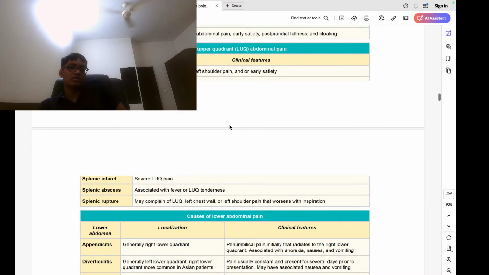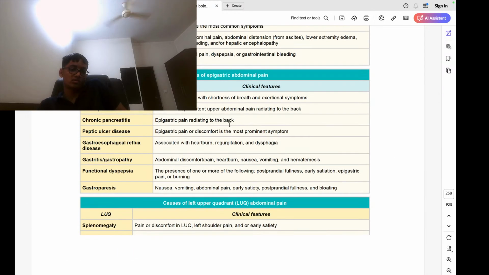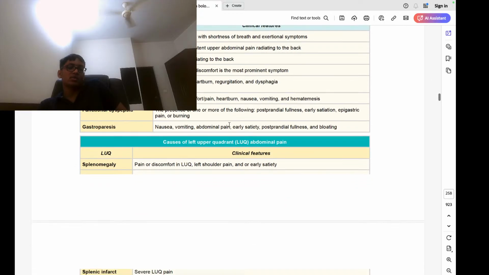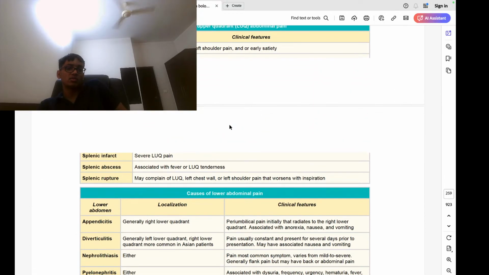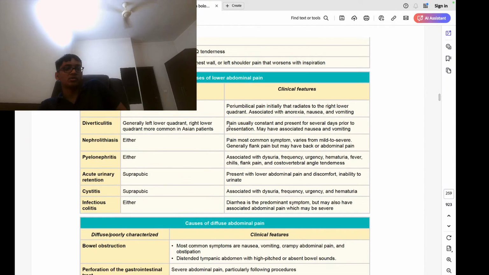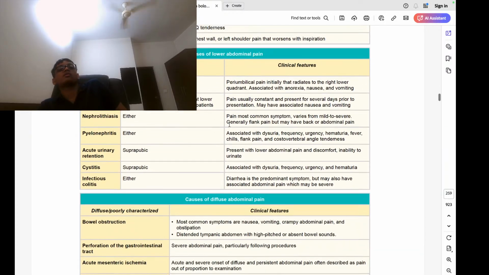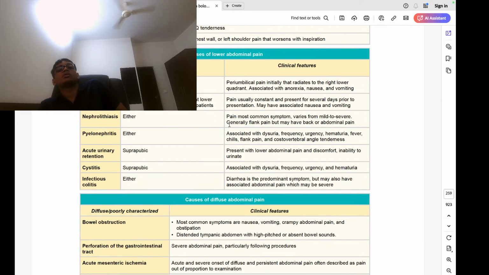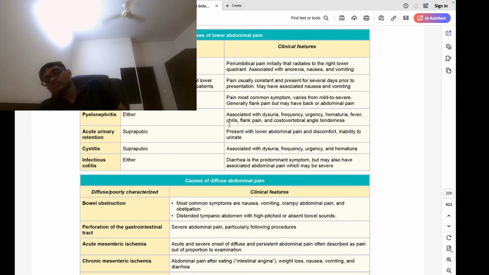Causes of left upper quadrant pain. Here, splenomegaly: discomfort in the left upper quadrant, left shoulder pain, and early satiety. Splenic infarct: severe pain. Splenic abscess is associated with fever and tenderness. Splenic rupture: complaint of left upper quadrant pain, and left chest wall and left shoulder pain, worse with inspiration.